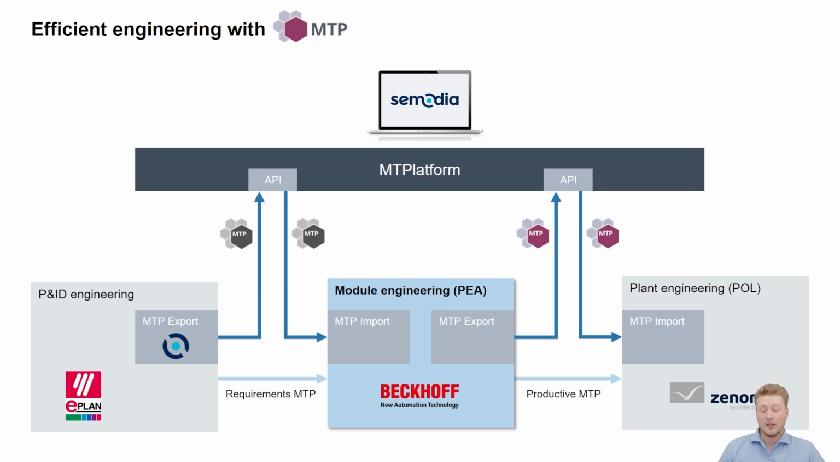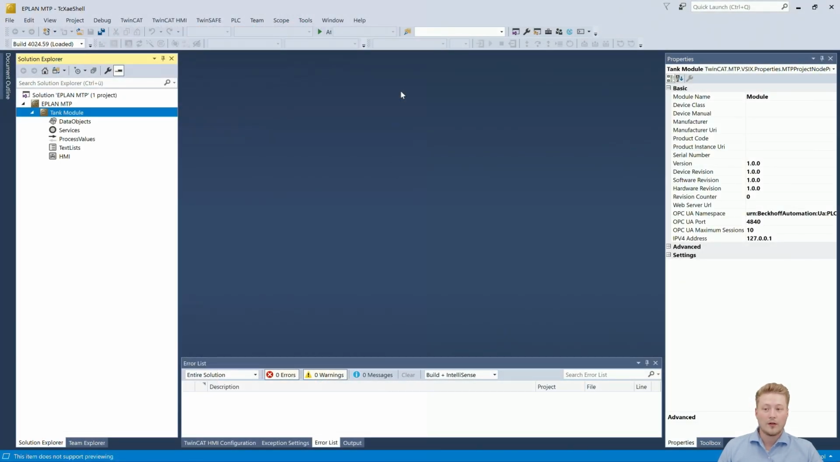Afterwards, we generate the PLC template as well as the local HMI completely automatically. From that, we program the module real quick and activate it to have an online module available to export the MTP file as a productive MTP now again to the MT platform. Let's switch into the engineering environment.